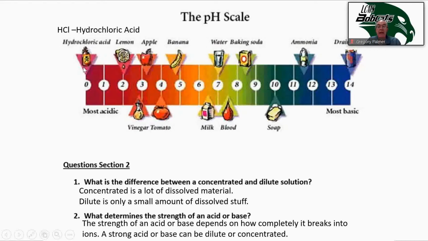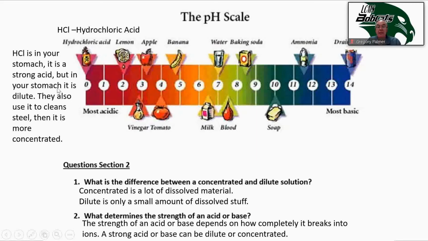Okay. Hydrochloric acid down here is a very strong acid. Hydrochloric acid is in your stomach, it's a strong acid, but in your stomach it's dilute. Okay. They also use it to clean steel, and then it's more concentrated.